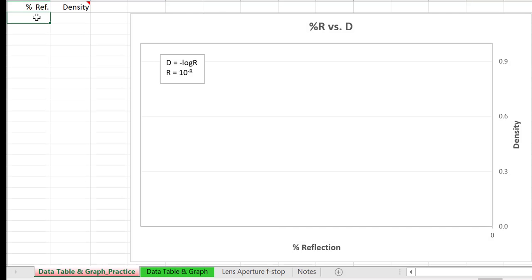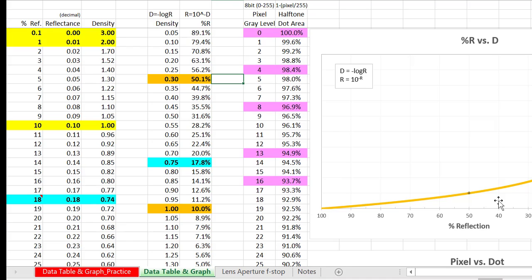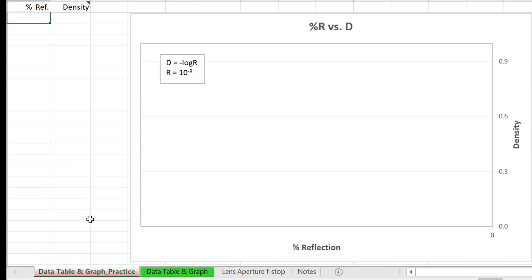Okay, so what we're going to try to do here is replicate this table right here, this graph. This is a reflection density curve, and we want to replicate that. Now, we know some basic facts about logs.